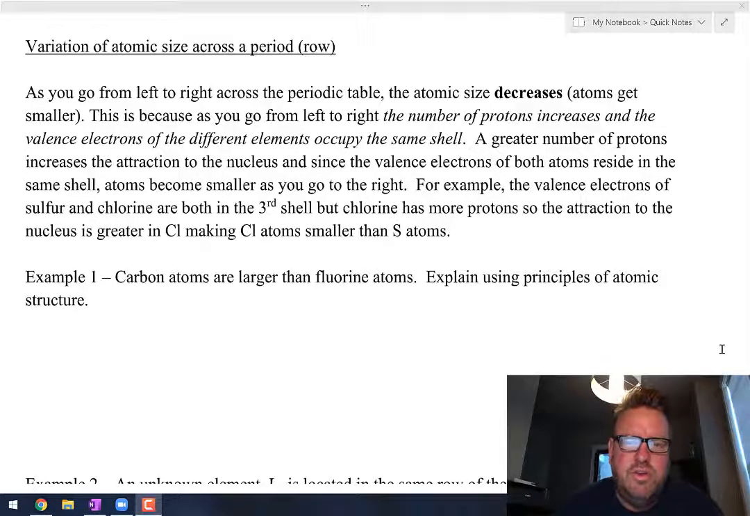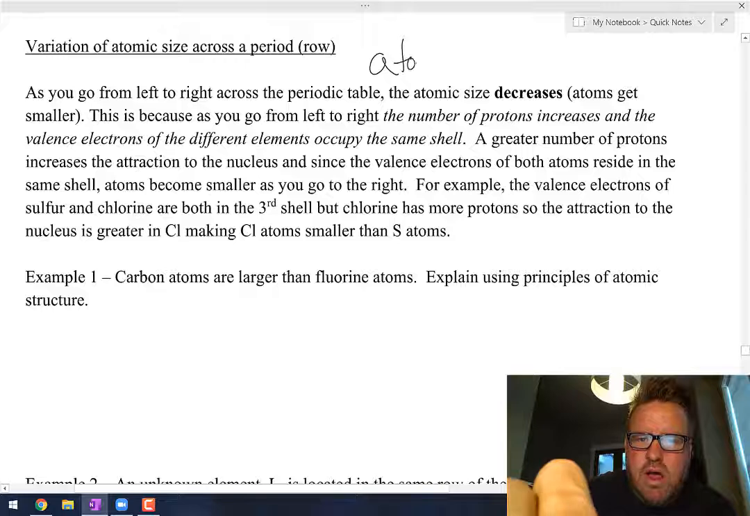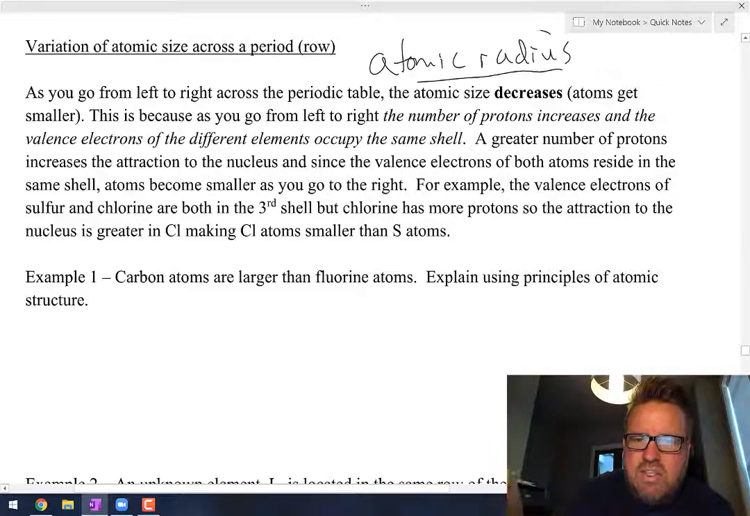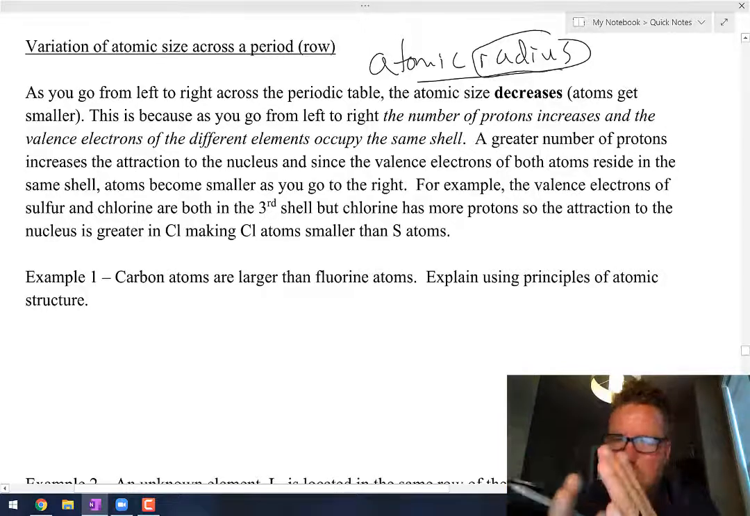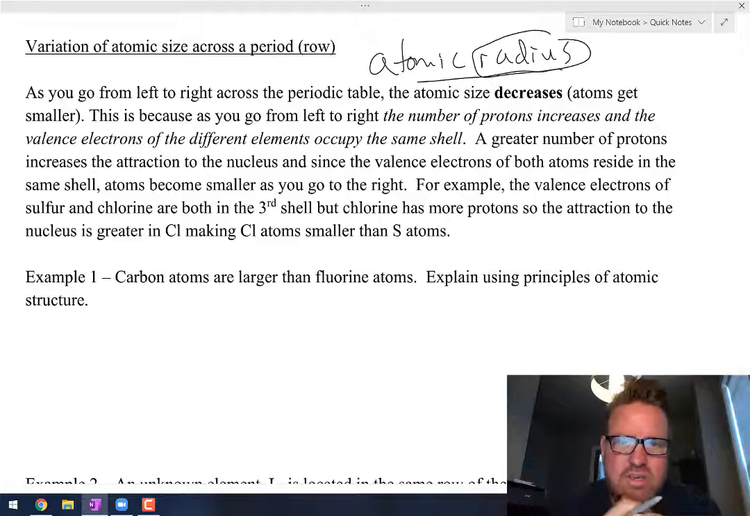In our previous two videos, we talked about ionization energy, and we talked about the trends of ionization energy as you go across the periodic table. The second type of trend that we're going to discuss deals with the size of the atom. Many times when we refer to the size of the atom, they will call it the atomic radius. The radius, as we know, is the distance from the center out to the very last electron, so wherever those valence electrons are.